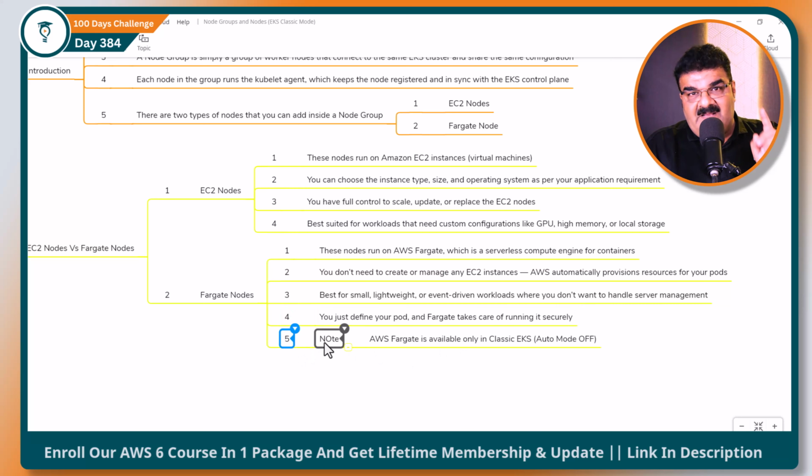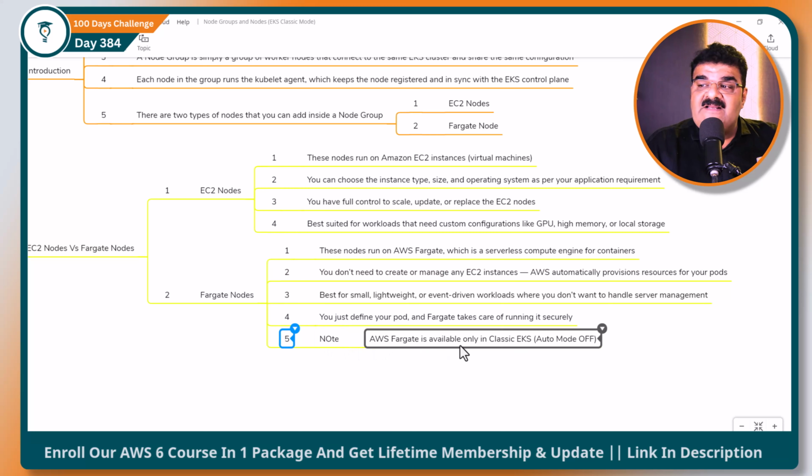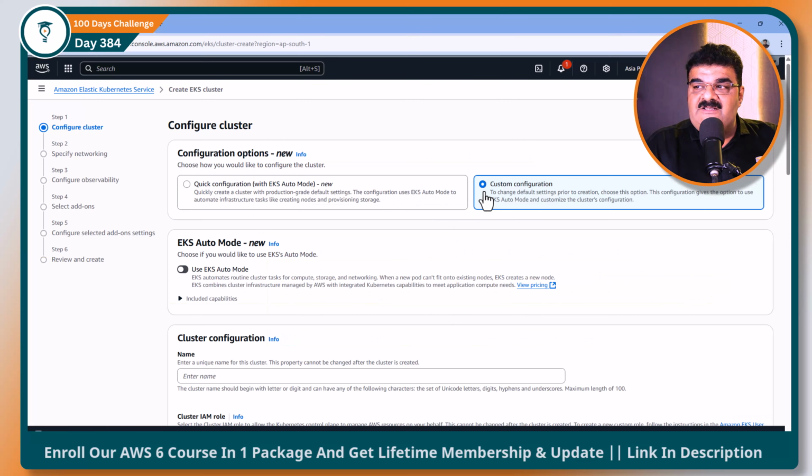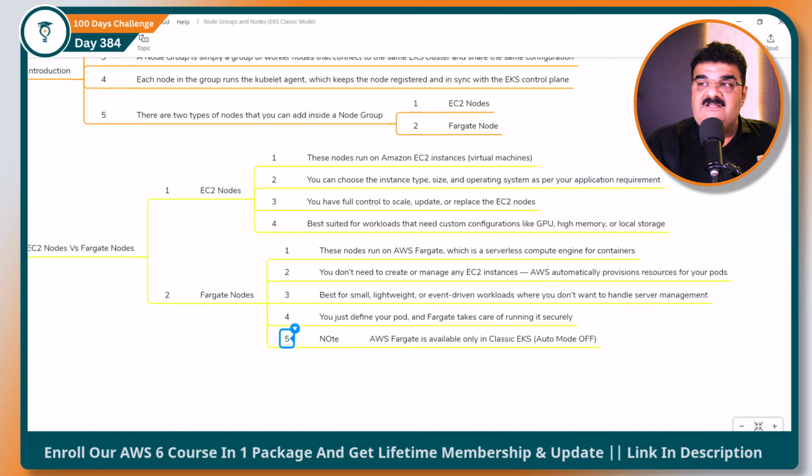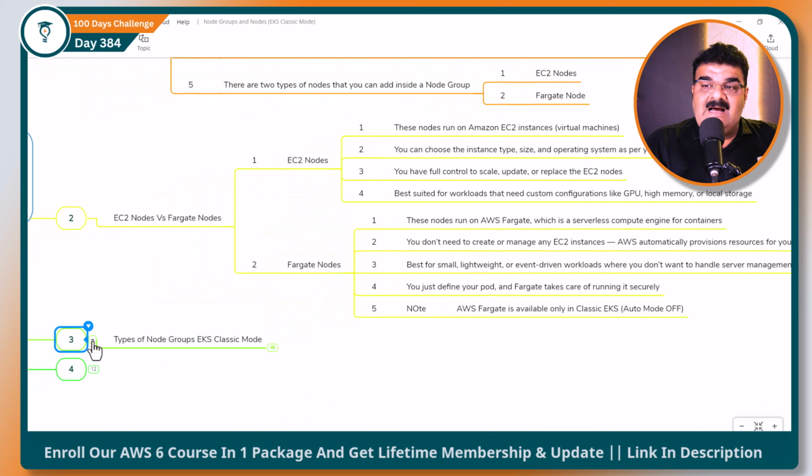Now keep this in mind, which is the most important part. Here we have this note: AWS Fargate is only available in EKS classic mode. Classic mode means you are choosing custom configuration, your auto mode is disabled, and you are managing your worker nodes manually, right? Otherwise, in auto mode, you are not going to get Fargate. You will get EC2 instances, but these EC2 instances will be managed by AWS. Okay.